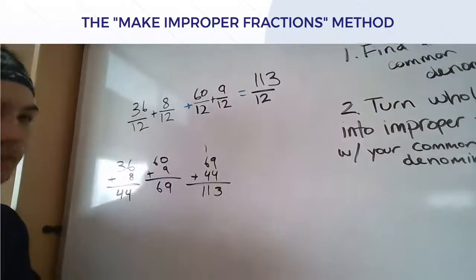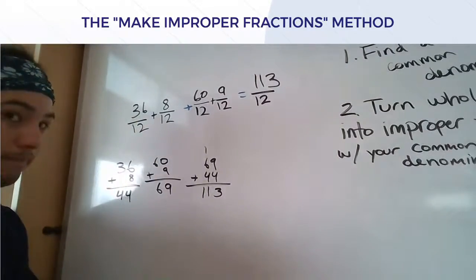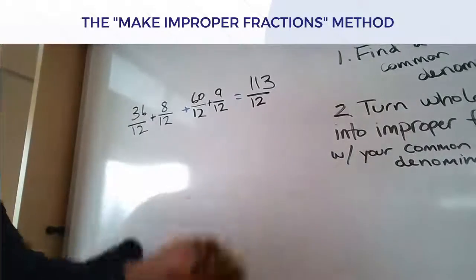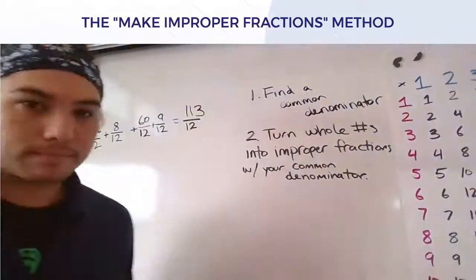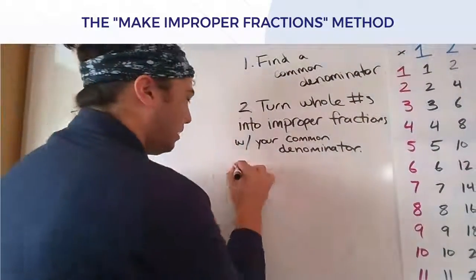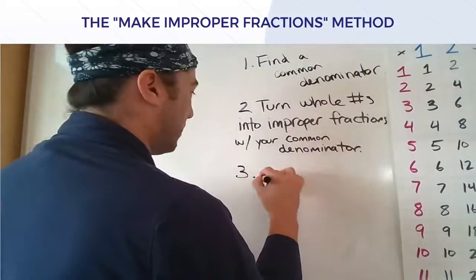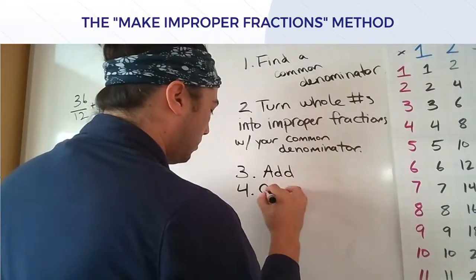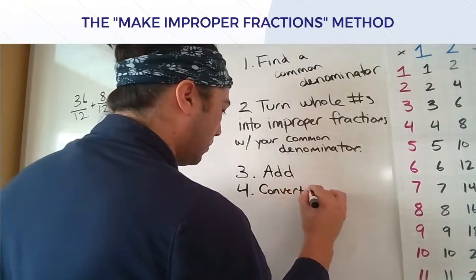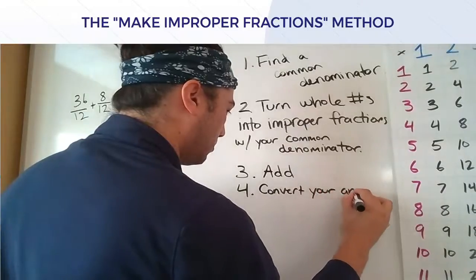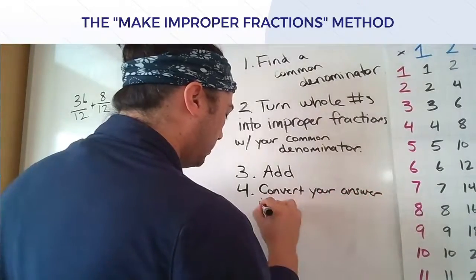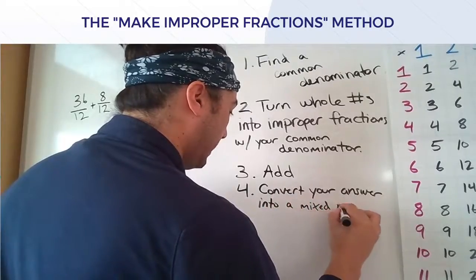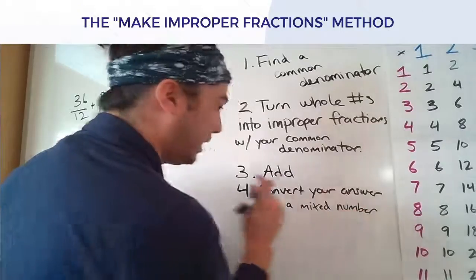Now, could I just leave it like that? I could, but it's an improper fraction. So the last step is, well, the third step is to add, isn't it? And then the fourth step is to convert your answer into a mixed number. And again, we can do this using our multiplication table.